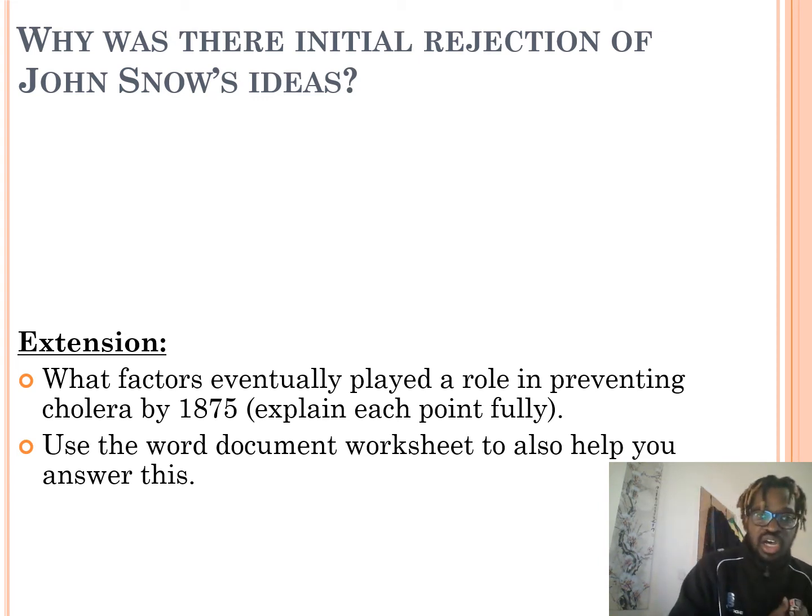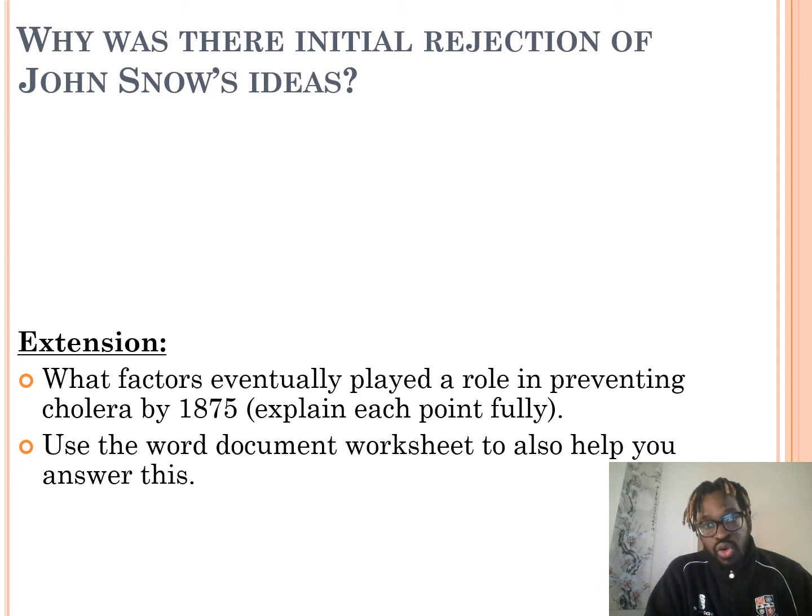Then the extension task, again, what factors played a role in preventing cholera by 1875? Again, the factors: religion, individual, government. Think about all those different factors, which ones were playing a role in helping cholera get prevented by 1875. How was each factor playing a role? Explain it fully. Again, you can use the Word document worksheet to help you answer this.